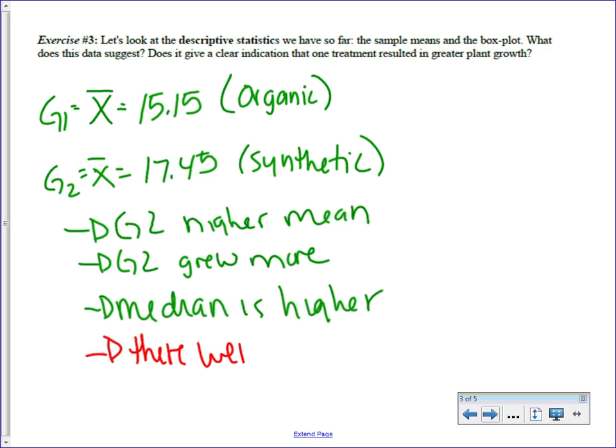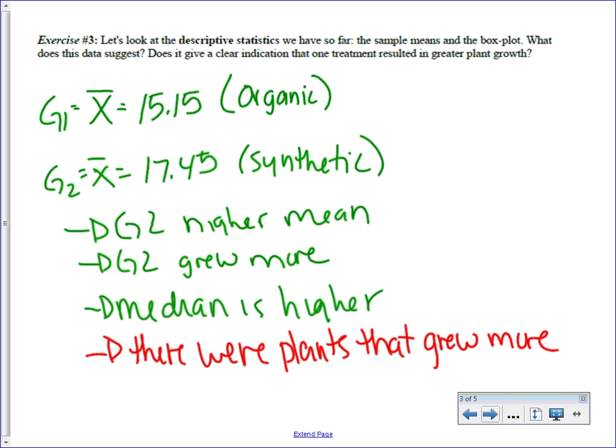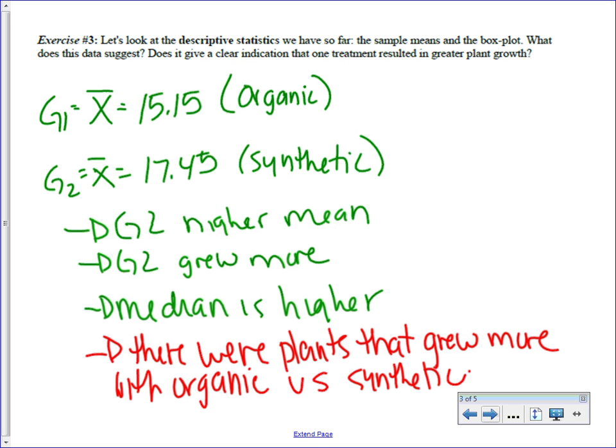There were plants that grew more with the organic fertilizer versus the synthetic. That's important. So it's not a guarantee that a plant's going to grow more with synthetic versus organic. It's definitely not for sure 100%, not a guarantee.